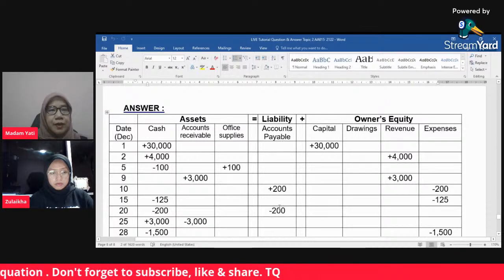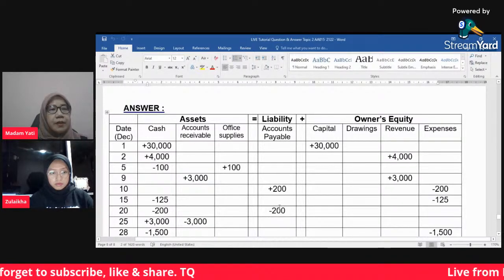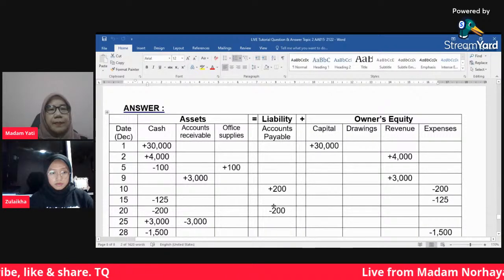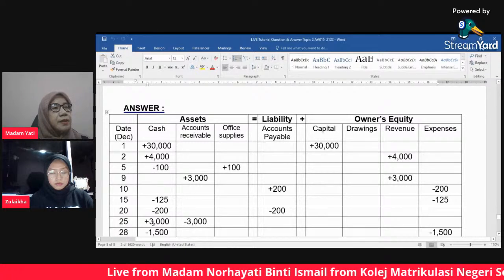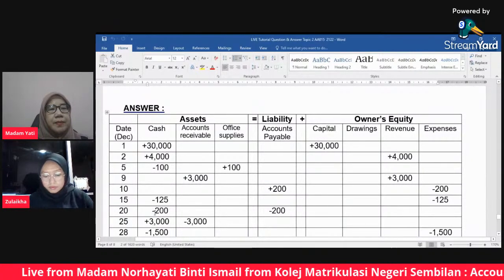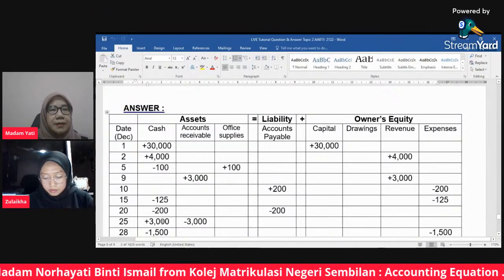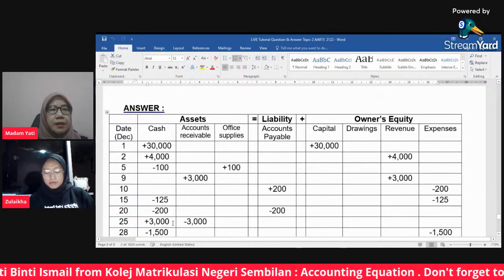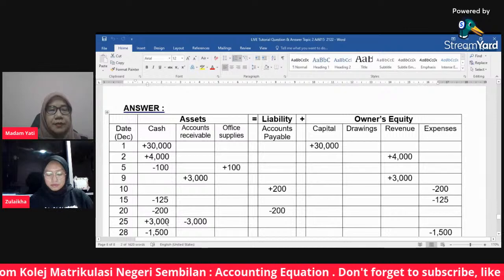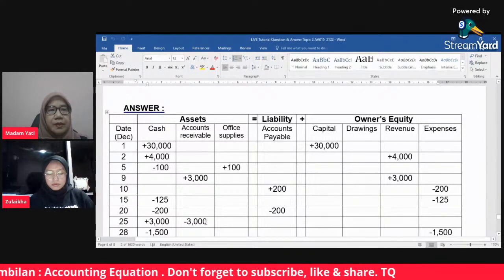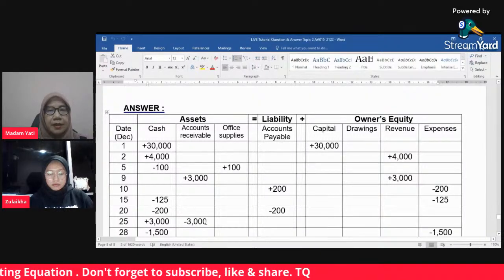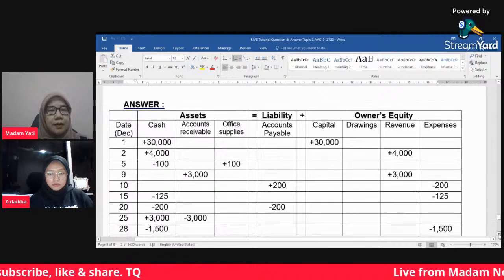The next one, on 25th December, is collect cash from customer from December 9. So increase in cash, categorized as asset, and at the same time decrease in account receivable because we collected the amount.